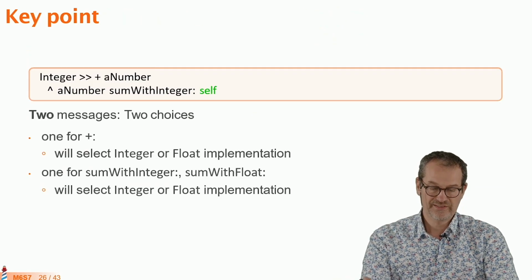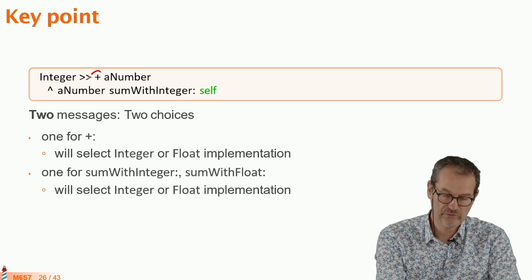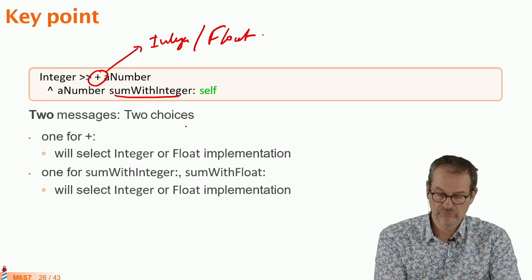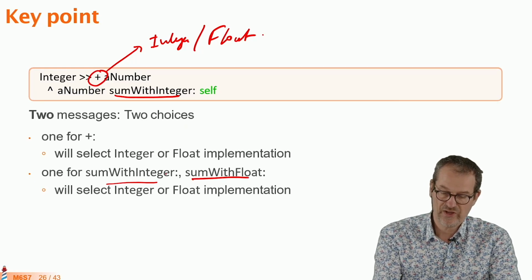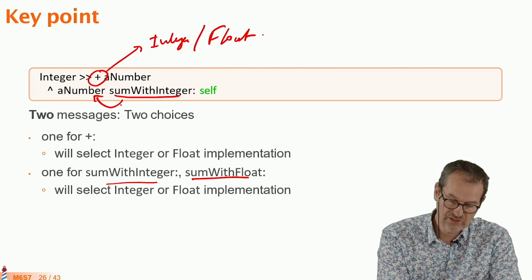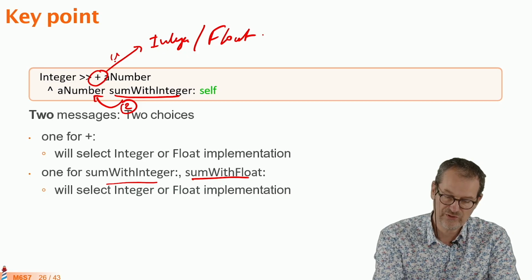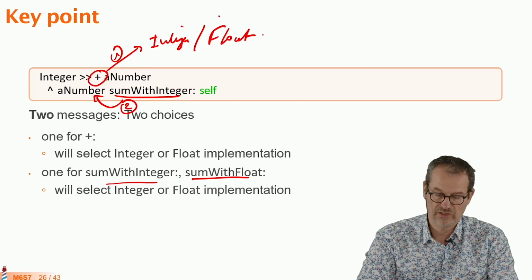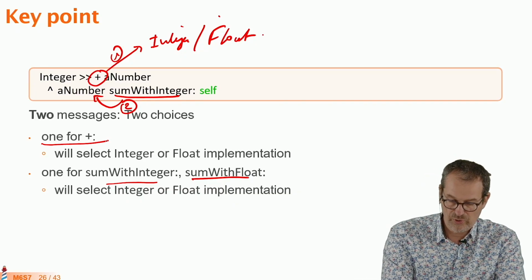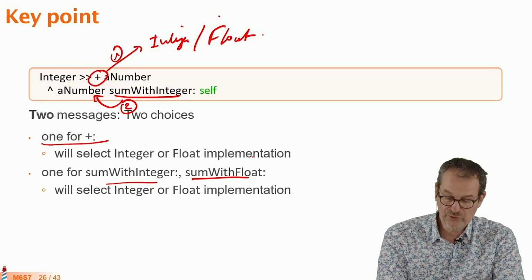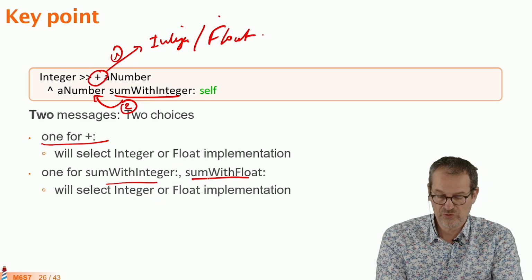So let's step back. We see that we have two kinds of message. We have the message plus, defined on two classes, integer and float. And we have sumWithInteger or sumWithFloat that are defined on two classes, integer and float. And the fact that I send this message means I am doing a second dispatch. So here I have a first dispatch between the two implementations here, and here I have a second dispatch between the two implementations here. So this means that plus will select the correct one, and then once we send the message sumWithInteger or sumWithFloat, we will also select the correct method of each of those methods.